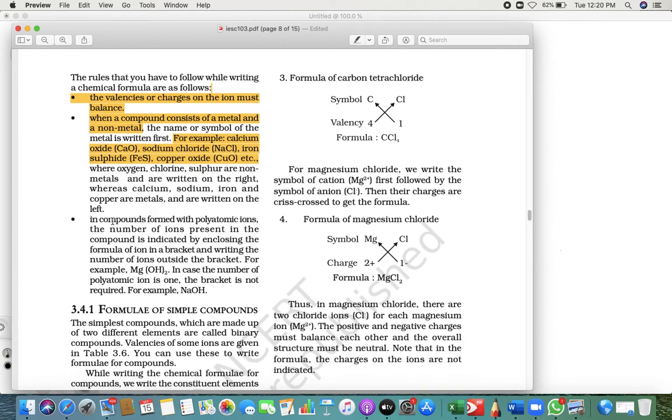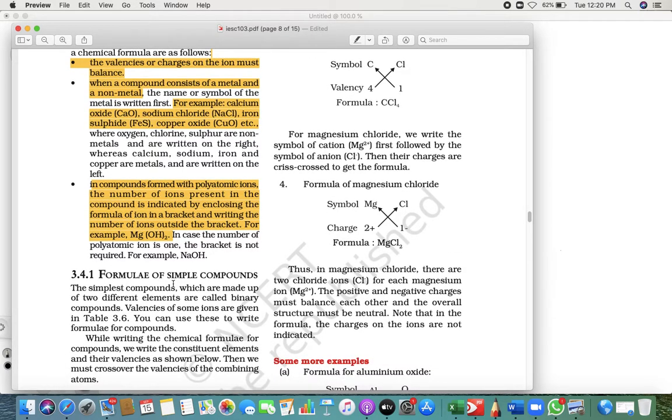Third, in a compound formed by polyatomic ions, polyatomic ions means it is not a single element. There are two elements that mix and become an ion. So when a compound forms a polyatomic ion, the number of ions is written outside the bracket. For example, Mg(OH)2. This is how you are going to write that.